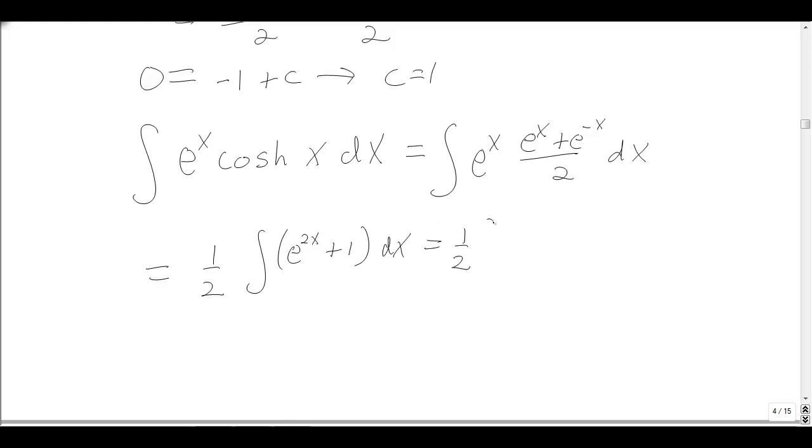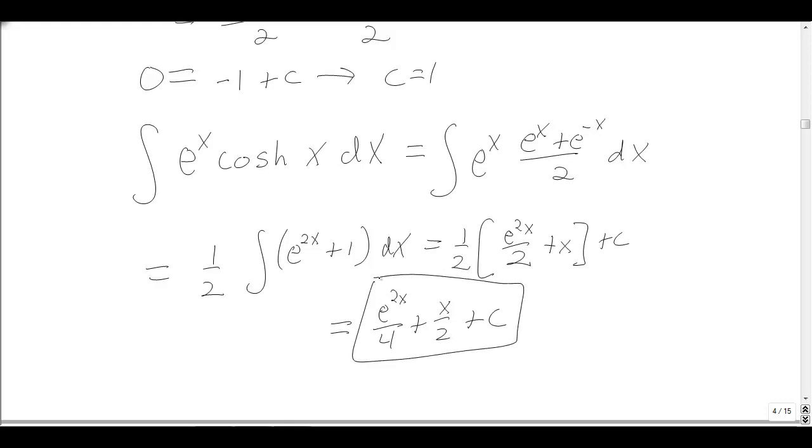So this is 1/2. Antiderivative of e to the 2x is e to the 2x over 2. You could do a u sub where u equals 2x. Antiderivative of 1 is x. You get a plus c. And this I would probably rewrite as e to the 2x over 4 plus x over 2 plus c. So doing a little bit of algebra, understanding that hyperbolic cosine is really able to be written as exponentials, allows us to do this problem relatively easily.